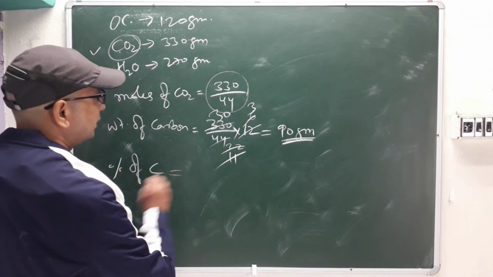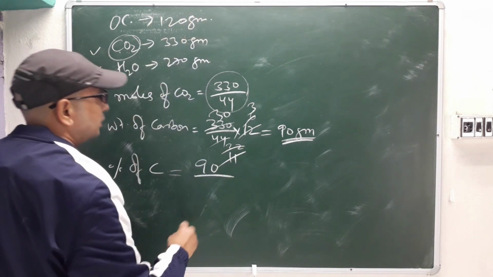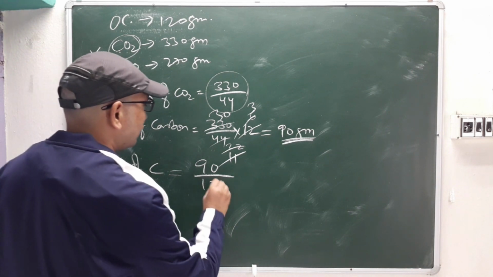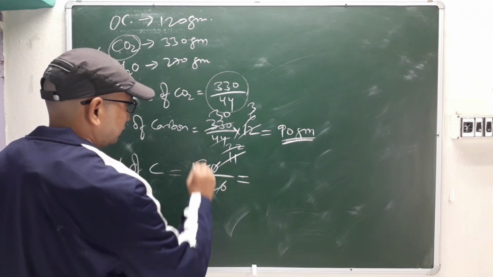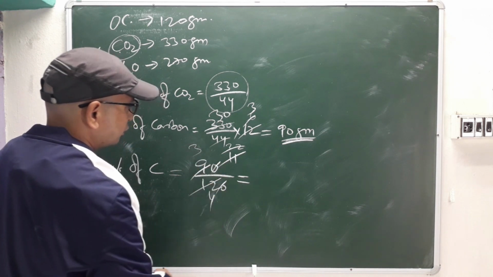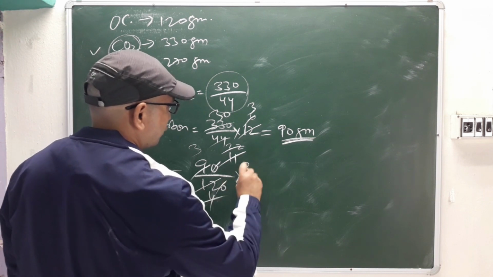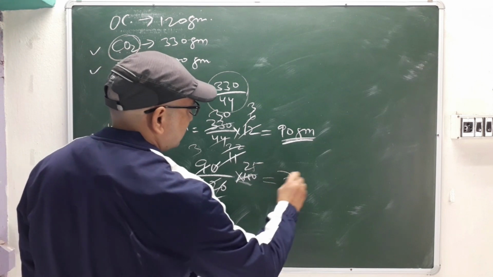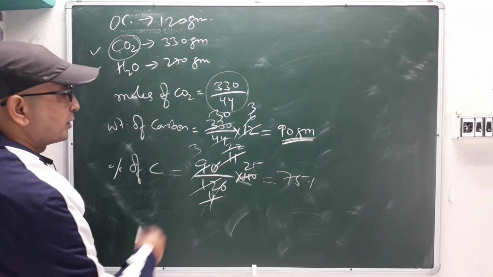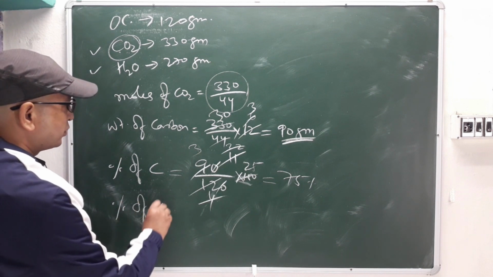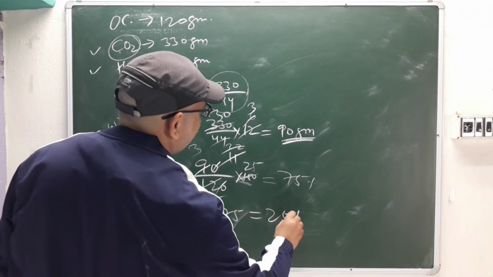So percentage of carbon, what is the weight of carbon? It is 90, and what is the total weight of your organic compound? It is 120, right? So now solve it. How much is it coming? 3 by 4, into 100, right? So 25 into 3, 75%. We need not calculate the percentage of hydrogen. Directly we can say the percentage of hydrogen will be 100 minus 75, which means 25%.